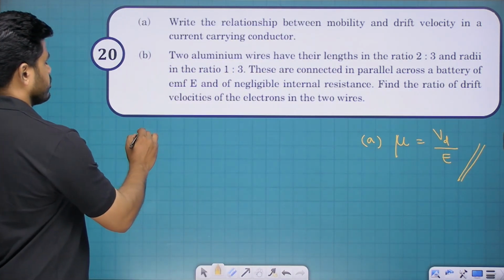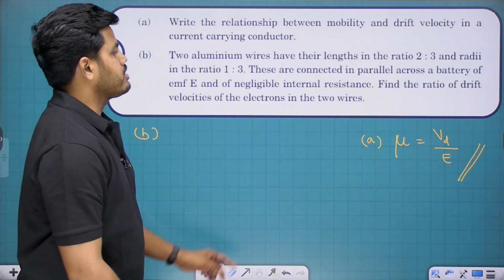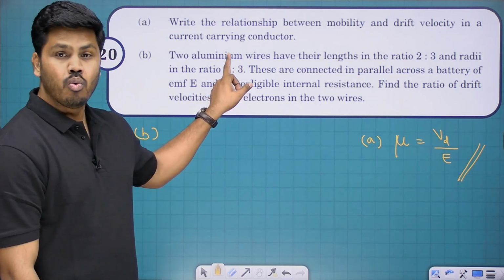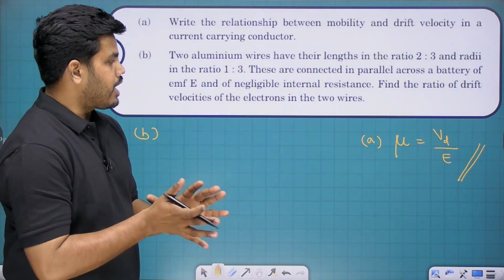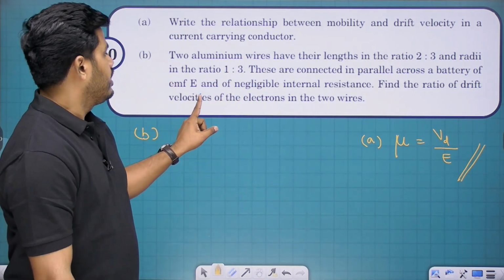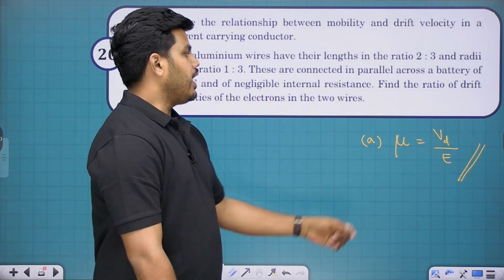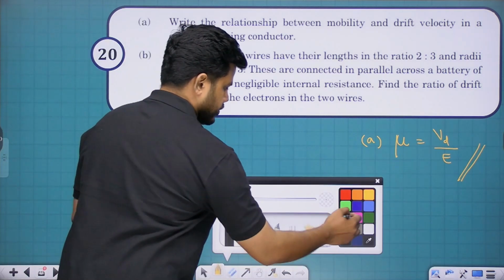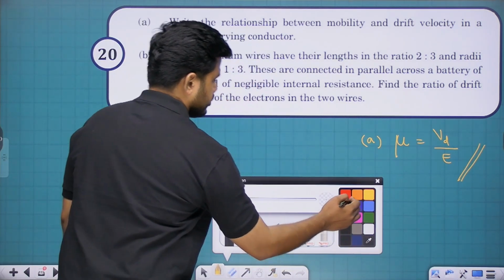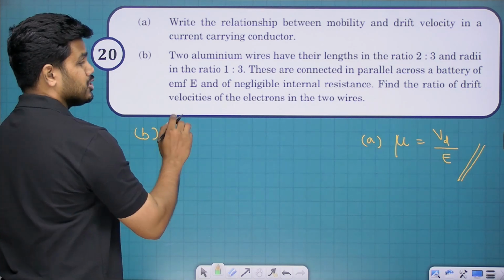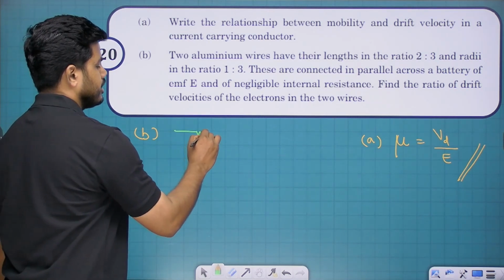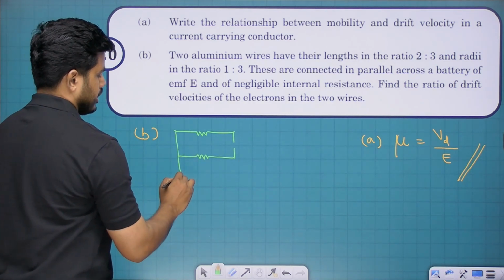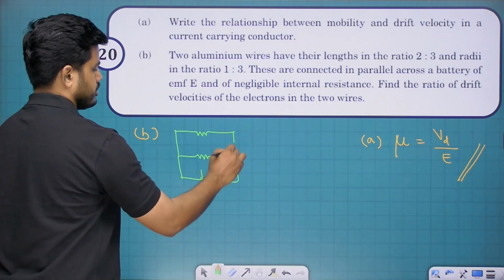Okay. B part of the question is: two aluminum wires have their lengths in the ratio 2:3 and radii in the ratio 1:3. These are connected in parallel across a battery of EMF E and of negligible internal resistance. Find the ratio of drift velocities of electrons in the two wires. You are asked to find the drift velocity in two different wires, and they are connected in parallel, right? So they are connected across a cell like this.